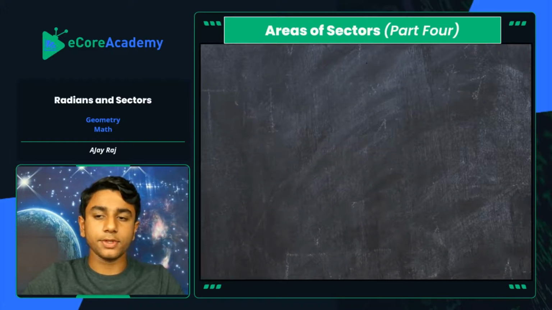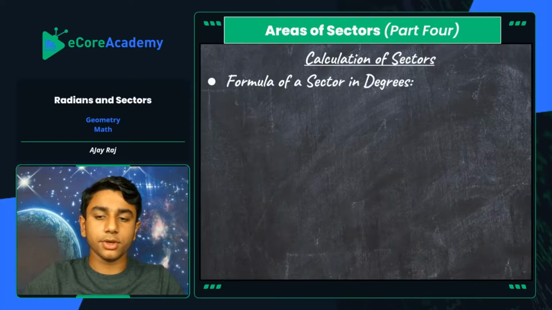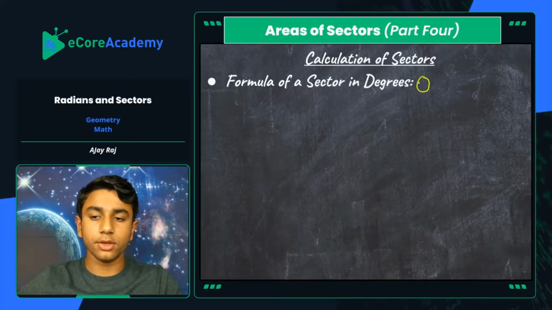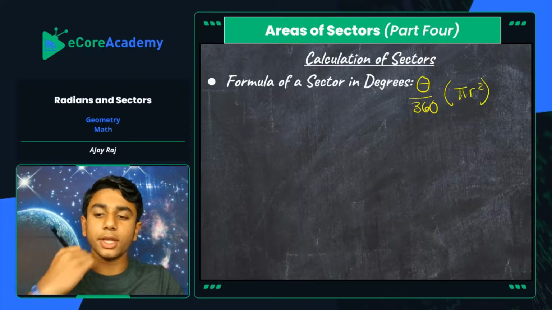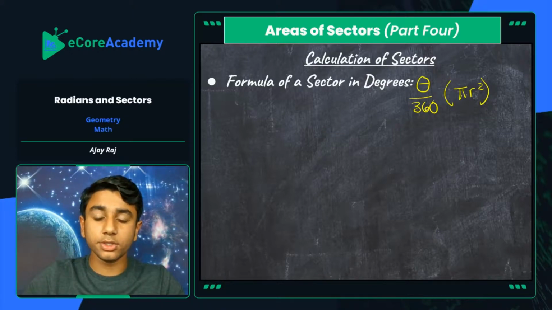So let's move on. Areas of sectors, part 4. Let's look at the calculation of sectors. The formula of a sector in degrees is your theta, or your central angle, over 360 degrees, multiplied by the given area of your circle, so pi r squared. In essence, all you're doing here is giving your fraction of your circle. We know that sectors are going to be some sort of consistent fraction of your given circle, and this is going to be in form of degrees.